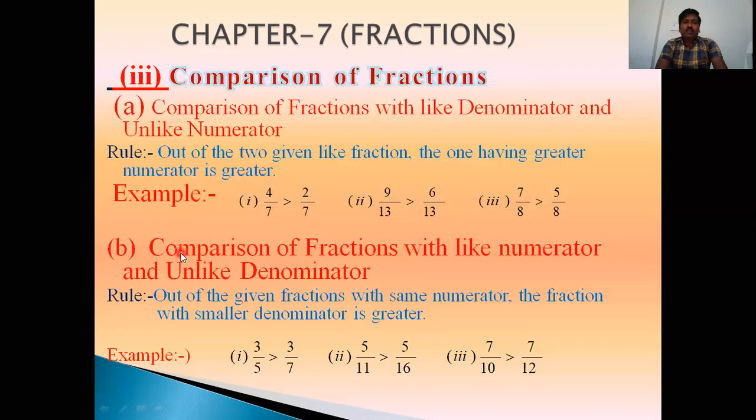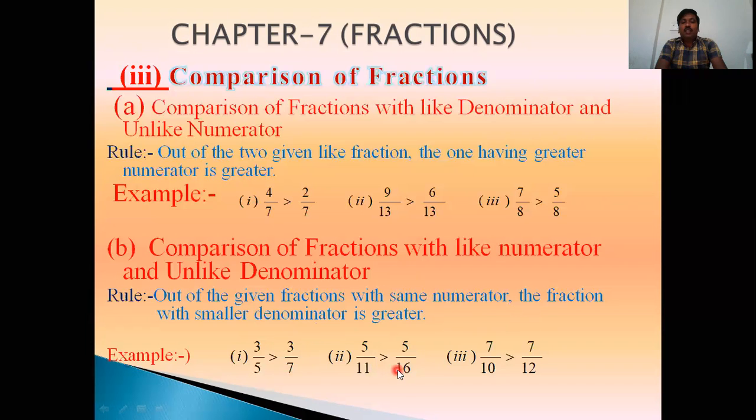Now, second, comparison of fractions with like numerator and unlike denominator. Out of the given fractions with the same numerator, here we see the numerator is the same, but the denominators are different. To find this, the fraction with the smaller denominator is greater. It means here we see 5 is less than 7, so 3 by 5 is greater, because 5 is less than 7 as a denominator.